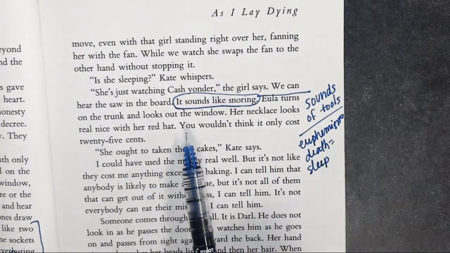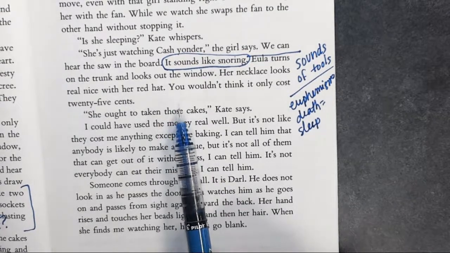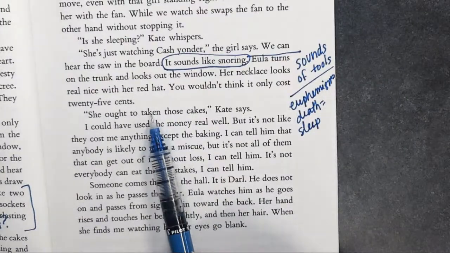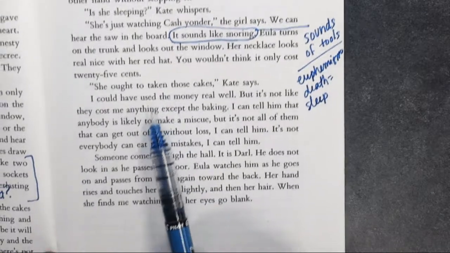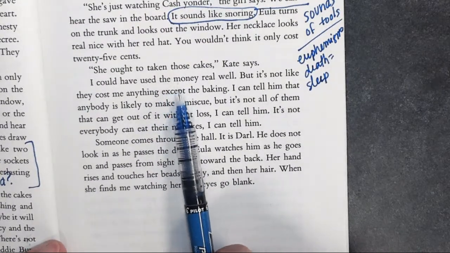Eula turns on the trunk and looks out the window. Her necklace looks real nice with her red hat. You wouldn't think it only cost 25 cents. You ought to have taken those cakes. She ought to have taken those cakes, Kate says.